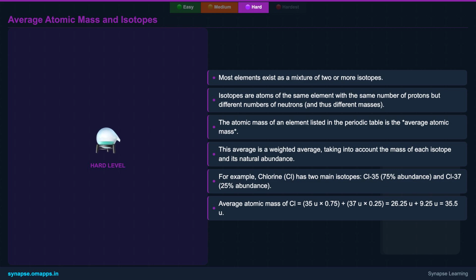For example, chlorine has two main isotopes, Cl-35, which makes up about 75% of natural chlorine, and Cl-37, which accounts for about 25%. The average atomic mass is calculated by multiplying each isotope's mass by its abundance and summing the results, giving us 35.5 U for chlorine.